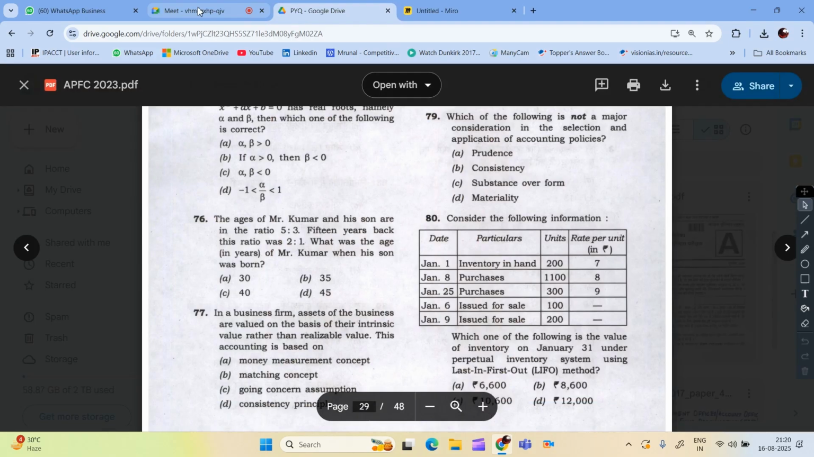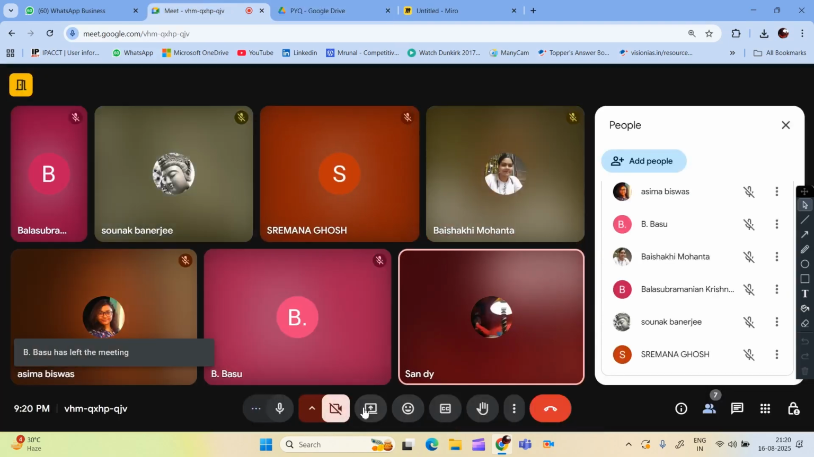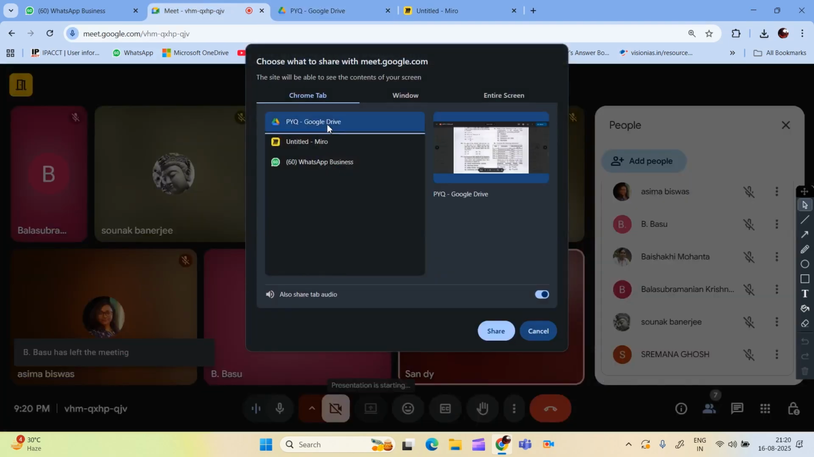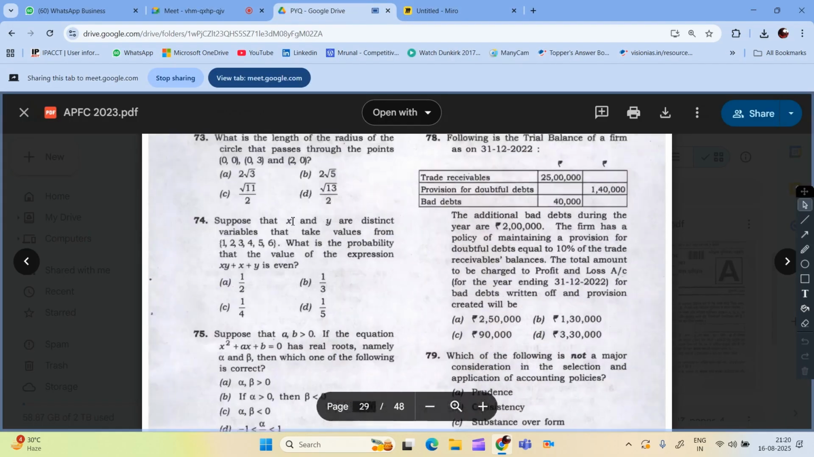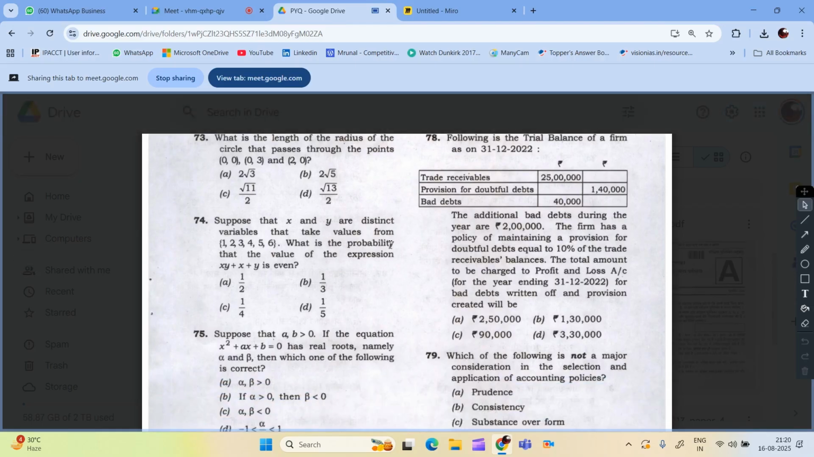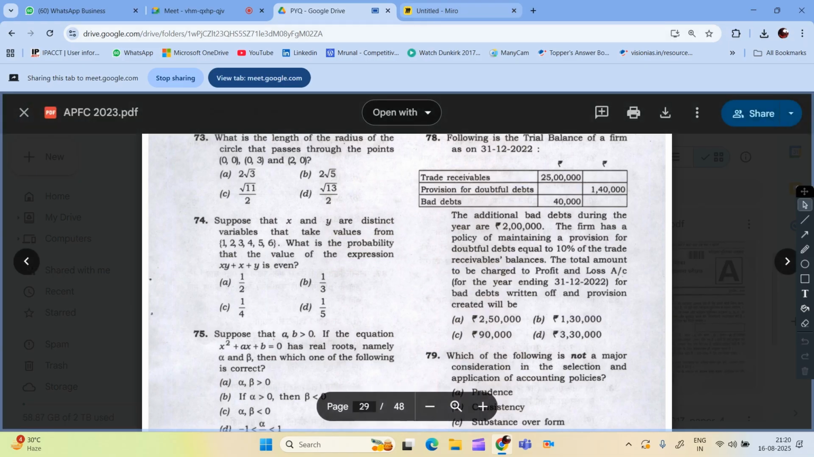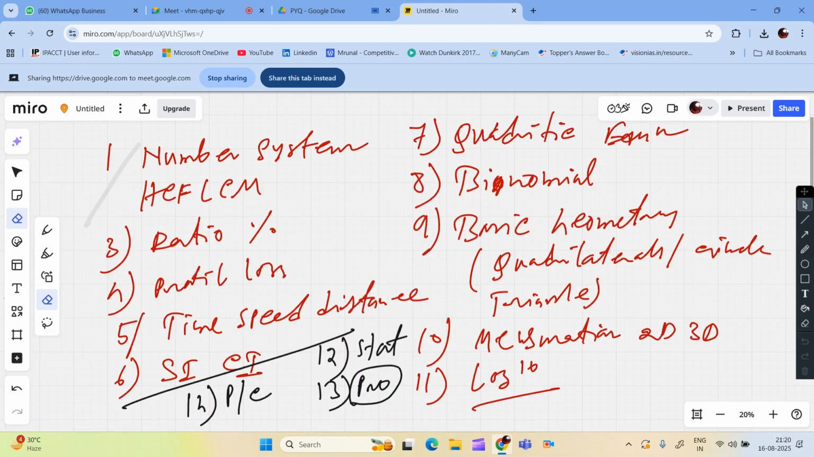Last year they have done a quite interesting thing, that is, they have given a question on probability, but look at the question. Suppose that x, y are distinct variables that take values from 1 to 6. What is the probability that the value of the expression is even? The value of expression is even, then we need to get the value out there. I mean, xy plus x plus y. Okay, it's a very important unique question they have given there.